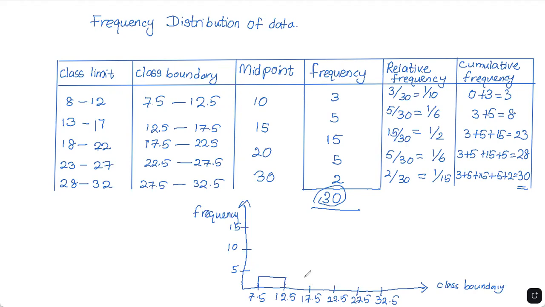So my first class boundary frequency is 3. For the second class boundary, frequency is 5. And for the third one, frequency is 15. And for the fourth one, it is again 5. For the last one, it is just 2. Like this. So this is your histogram.